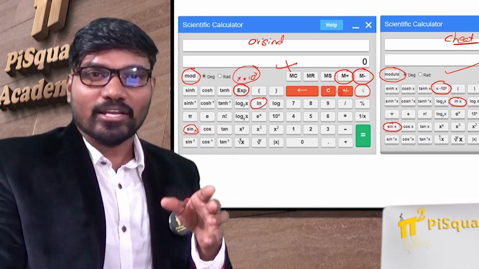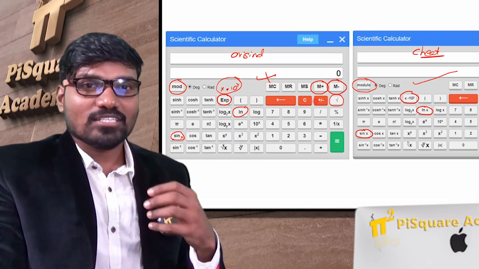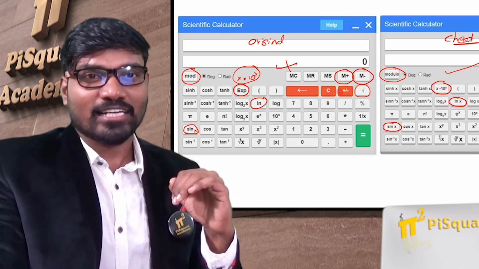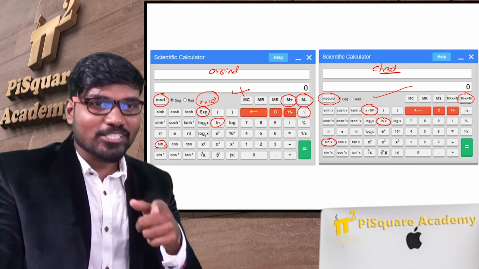I know some of the students may not like this cheat code, but it's okay. All of my students loved it because it is helping them remove the fear of the virtual calculator and get used to the interface. Let me know in the comments whether you like the cheat code or not.